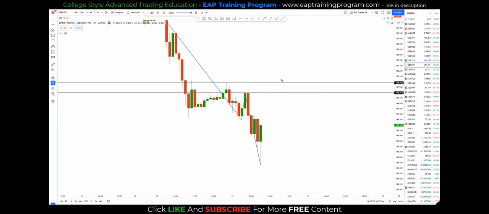What we do not want to see is price push up higher and end up creating a higher high right here in price compared to the previous high over here. So let's press play and see what happens.